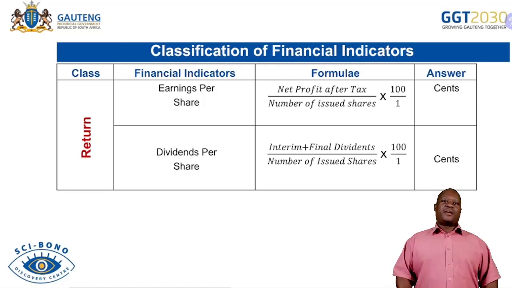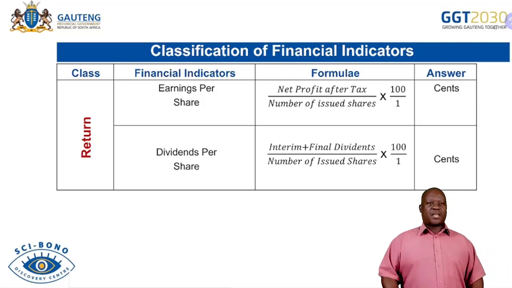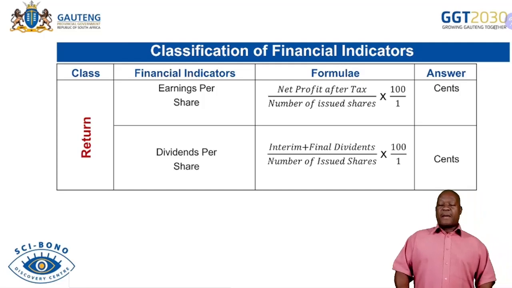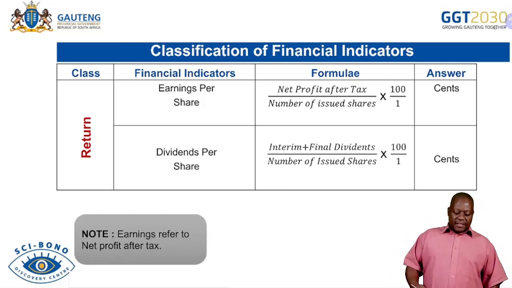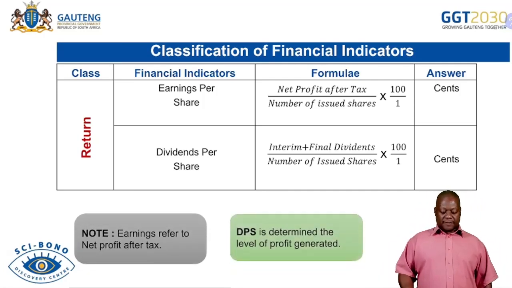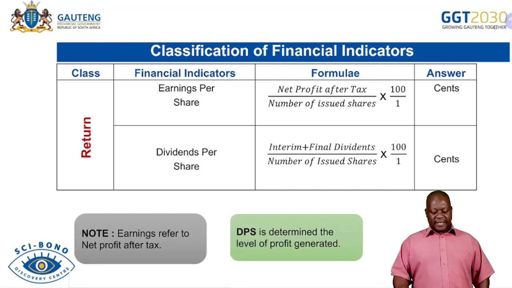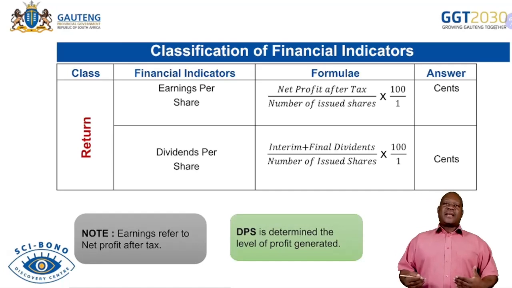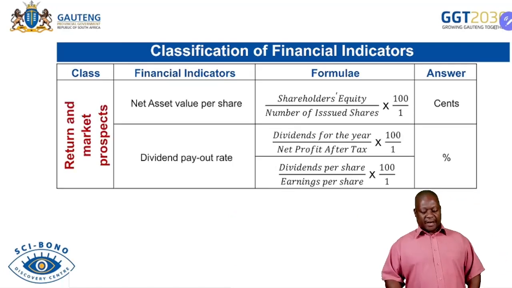Earnings per share. And you can see there is a relationship that is already coming up here. Your earnings bring about the dividends. Check the formulas and always remember the formulas, because that's what we are going to work with. Now, earnings refer to the net profit after tax, as already indicated. Dividend per share determines the level of profit that has been generated.